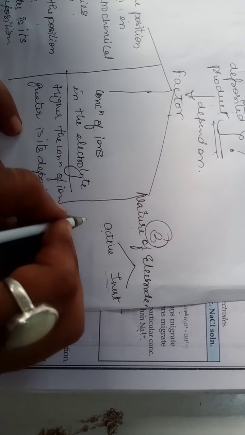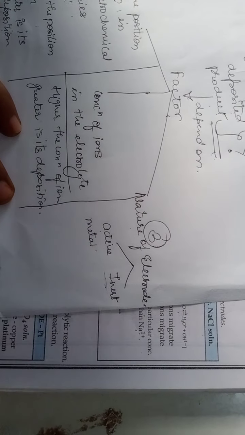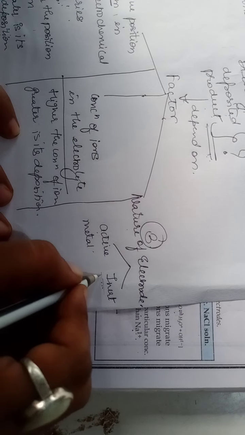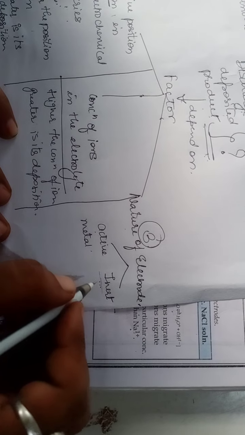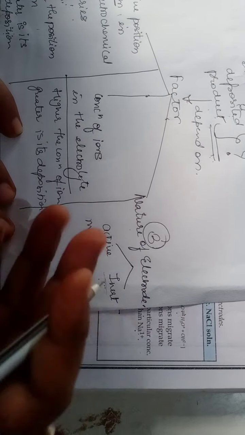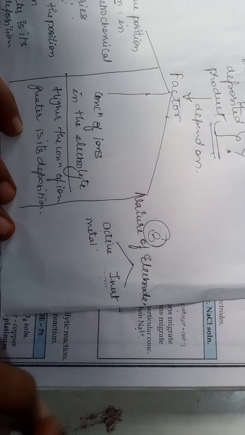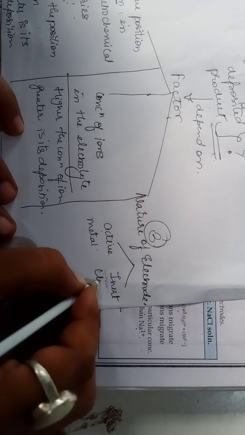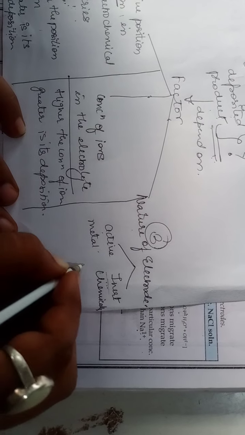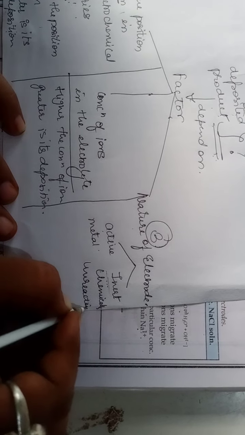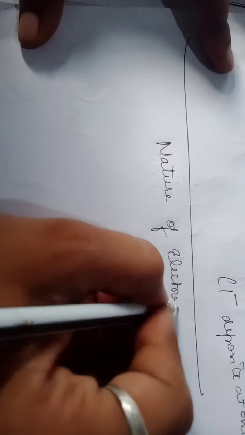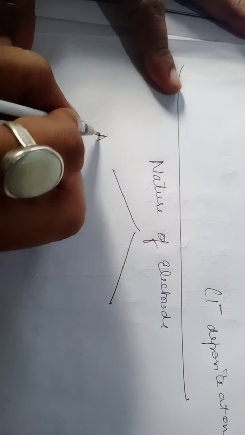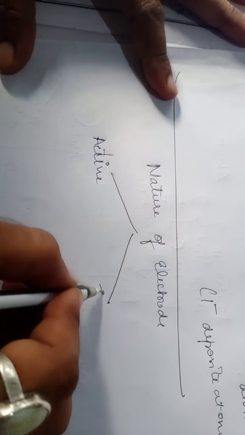Active electrode is made up of metal, and inert electrode is made of inert material. That means it will be present but not react anywhere in the solution. Inert means chemically unreactive. So I am explaining here about the nature of the electrode. This is very important. Two electrodes are there: active electrode and inert electrode.